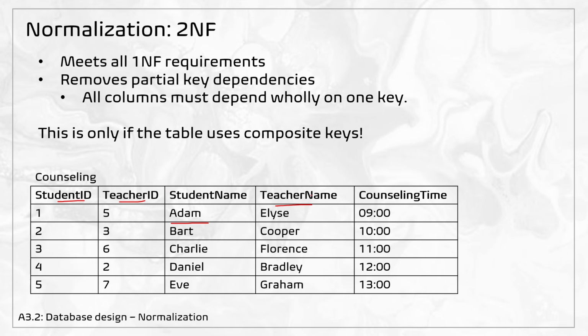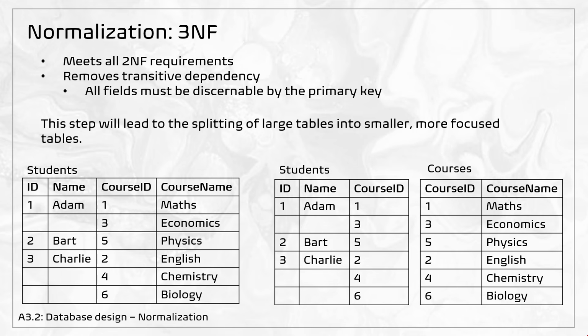to both. And in 3NF, the tables meet all 2NF requirements and additionally remove transitive dependency. This means that all fields must be discernible by the primary key alone. This is a step that splits tables into smaller, more subject-specific tables. So here, in the students table, for example, course name only depends on course ID, but course ID is a non-key attribute in the students table.